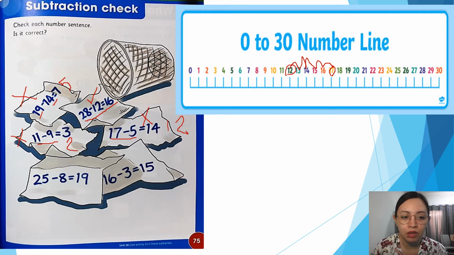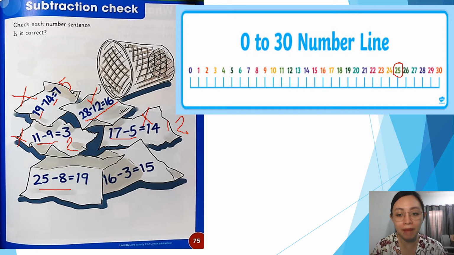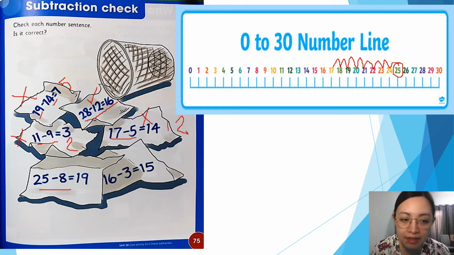Okay, how about this one? 25 minus 8. Do you know the answer? Okay, let's check if your answers are correct. So, let's start with 25. We have to jump backwards 8 times. So, 1, 2, 3, 4, 5, 6, 7, 8. So what's the answer? Okay, the correct answer is 17. So the correct answer for 25 minus 8 is 17. It's not 18, therefore this number sentence is also not correct.